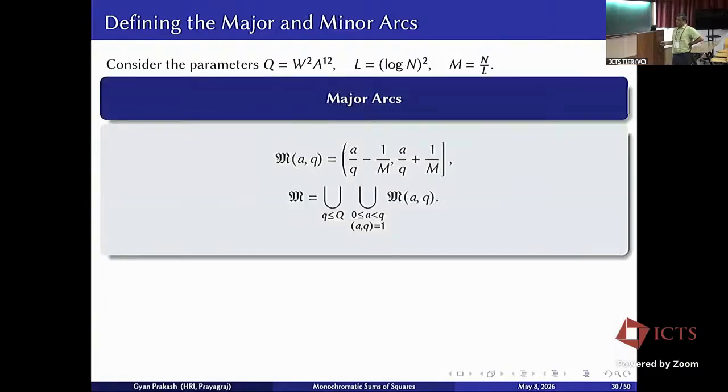And then my major arc will be, for A by Q when Q is less than or equal to this capital Q, which is some bounded function of A, the interval centered around A by Q with distance 1 by M, so log n squared by n. So this is quite a small interval, although A by Q is in a bounded range. And then the minor arc will be just the complement of the major arcs.